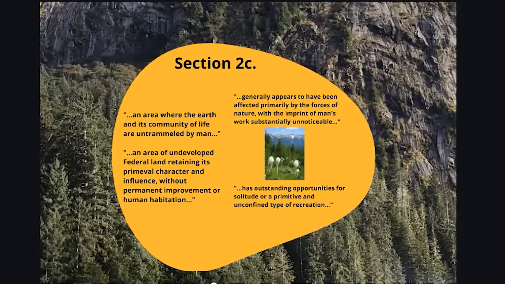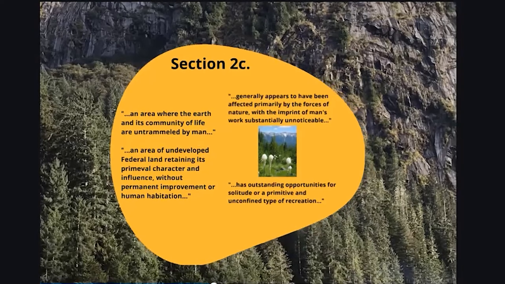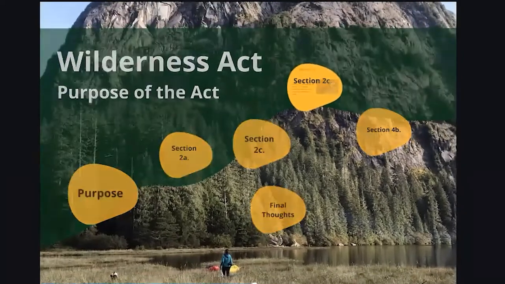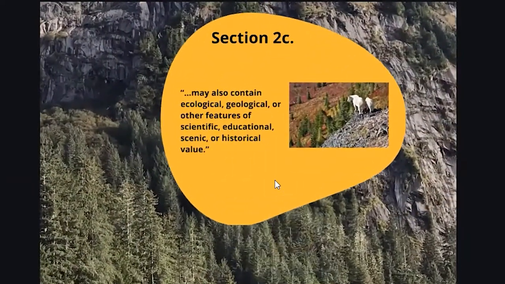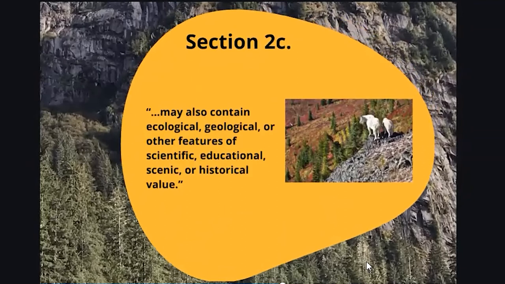And then the fifth quality in the next lily pad is other features of value. And in these can be ecological, geological, or other features of scientific, educational, scenic, or historical value. And again, we'll get more into detail about what those mean, but this will get you thinking about what the purpose of the act is and what is being protected when lands are designated as wilderness.